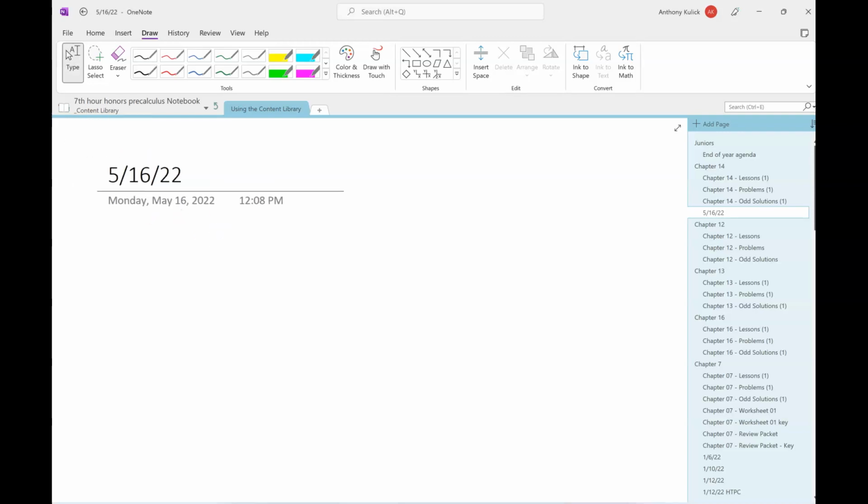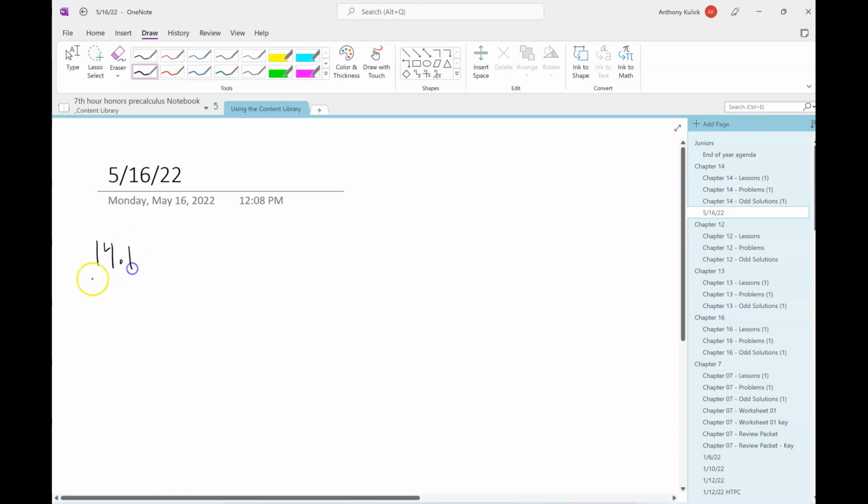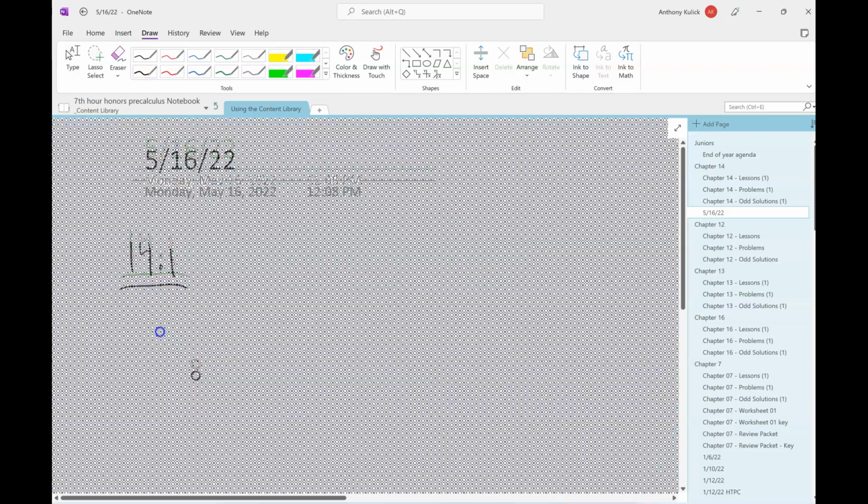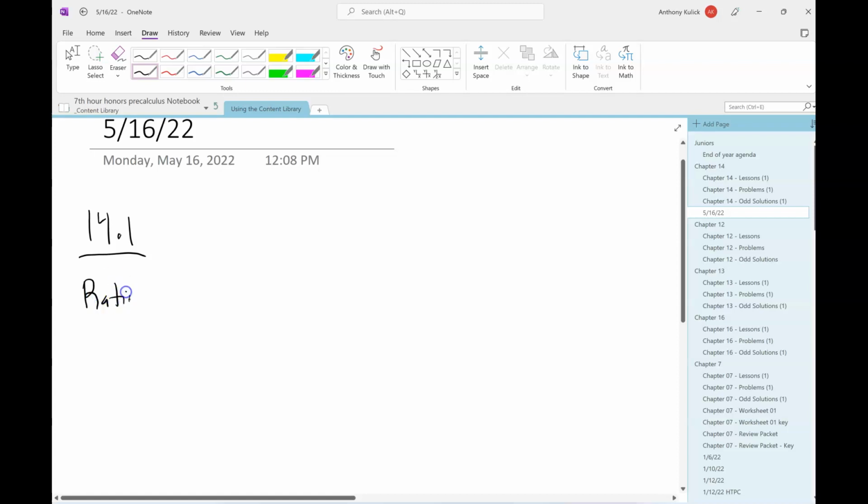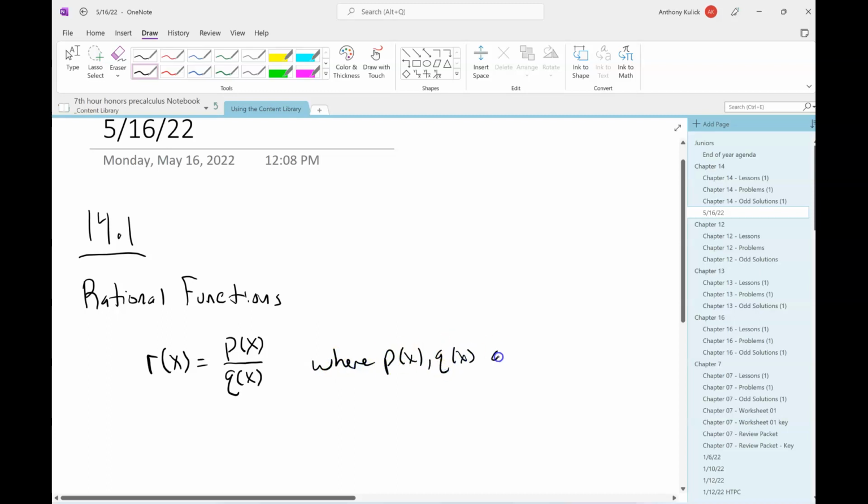So chapter 14 is about rational functions. And this is largely an Algebra 2 review topic. So a rational function is something that could be written in this form, P of x over Q of x, where P of x and Q of x are polynomials, and Q of x is not 0.